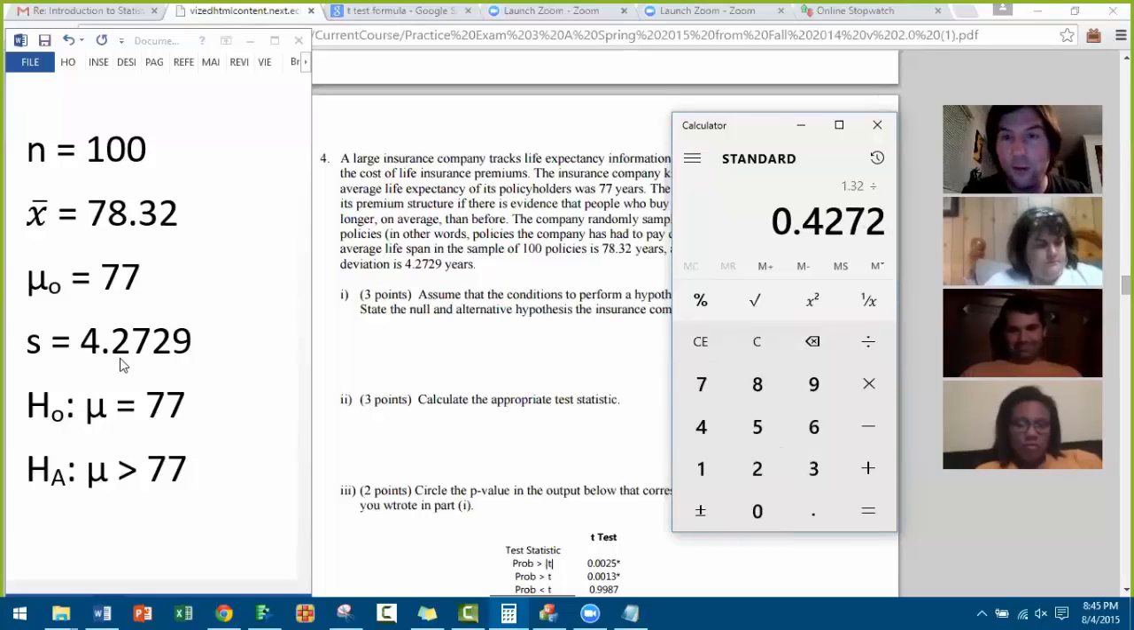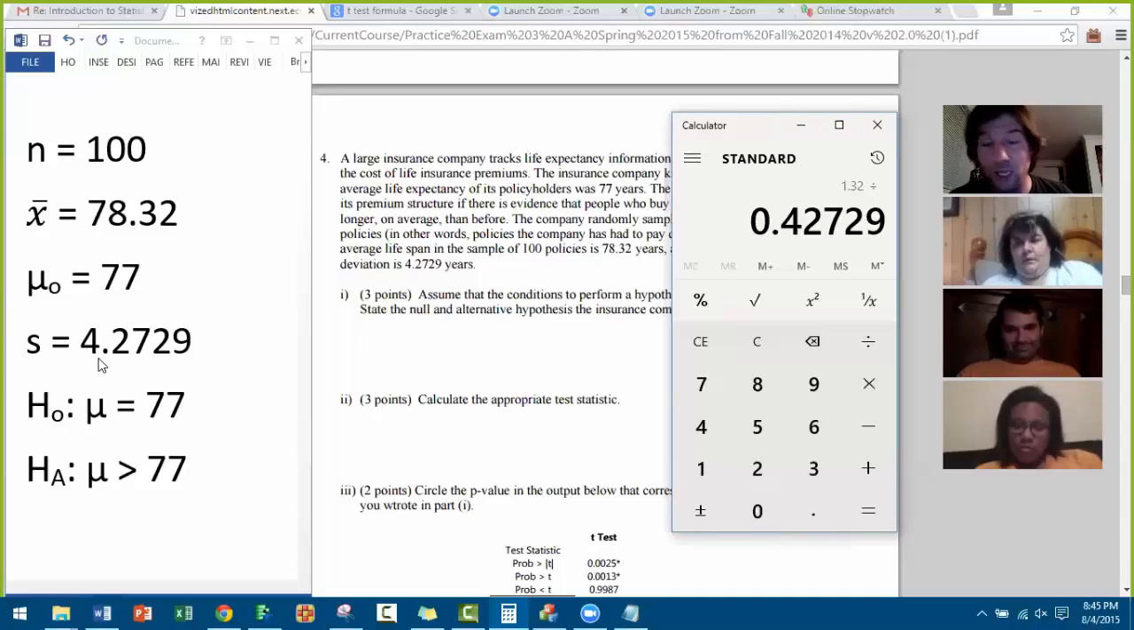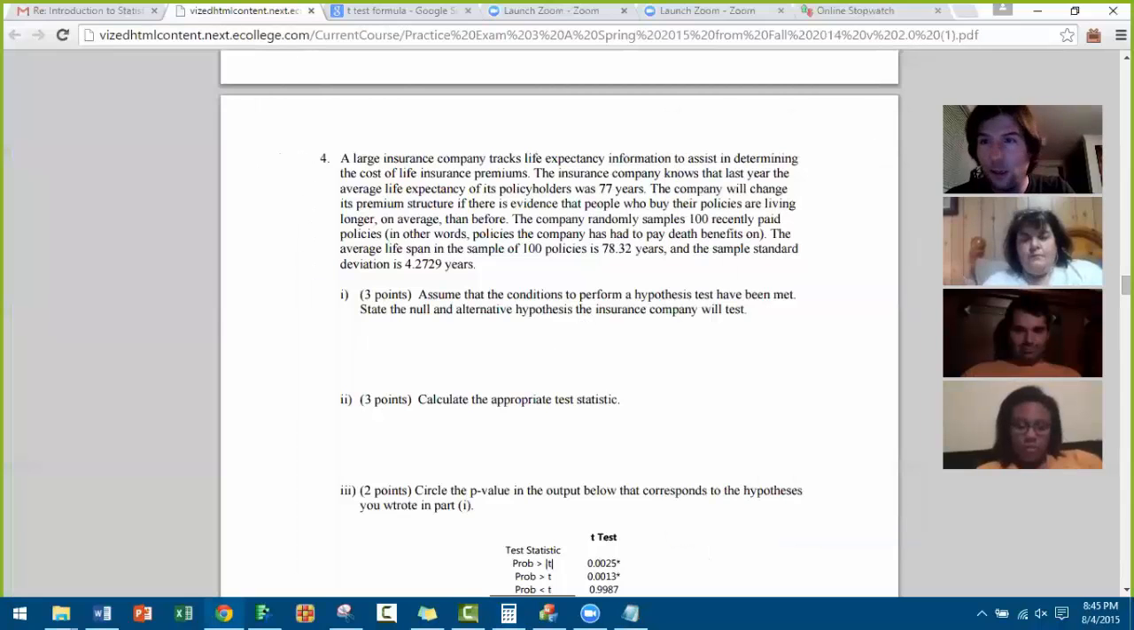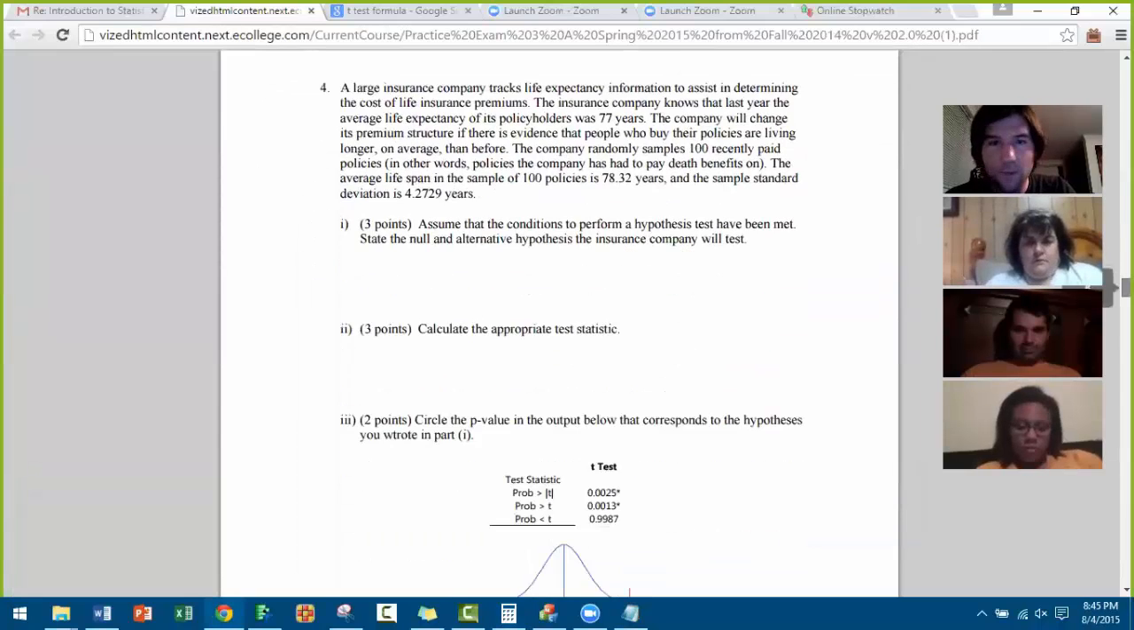The standard error of the mean is the standard deviation divided by the square root of 100. Square root of 100 is 10. And now we get the test statistic t. So our t is 3.089. So this is our t right here. This is our test statistic. That is our standardized difference.